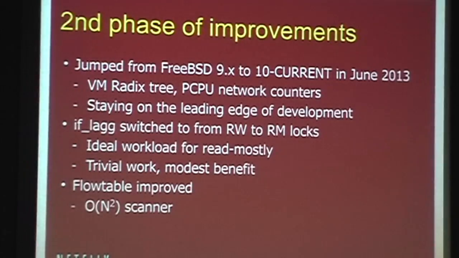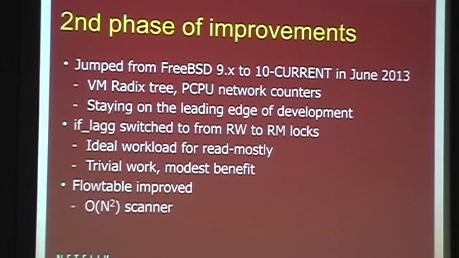Our second phase of improvement then started in June of last year. The big thing that we did was we jumped from FreeBSD 9 to FreeBSD 10 about 6 months before FreeBSD 10.0 was even released. We did that because, number one, we wanted to stay on the leading edge of development and leading edge of developer mindshare. We felt it was very important to not fall into the trap that a lot of other companies fall into, where they stay on one release or one set of releases, and as time goes on, they just stay on that because they're afraid to move.